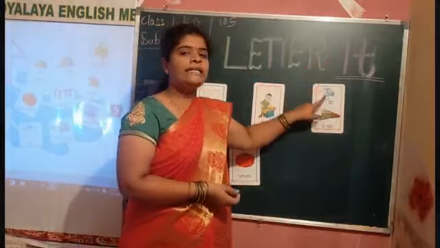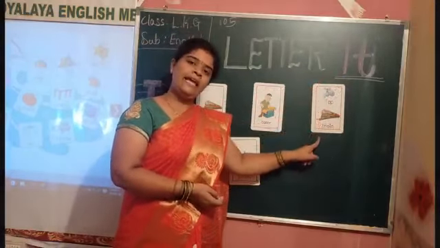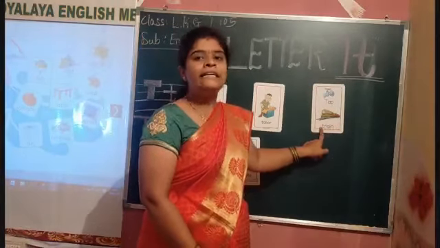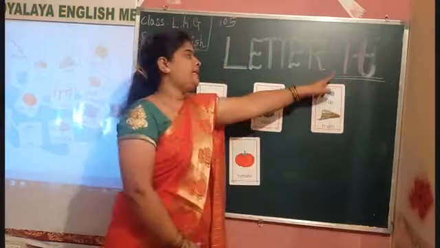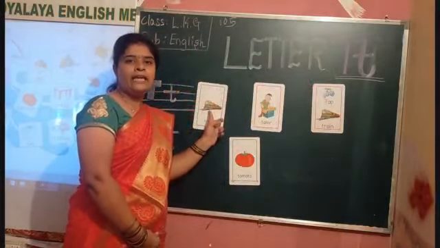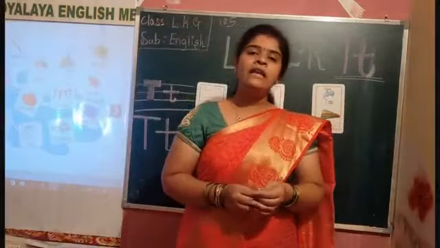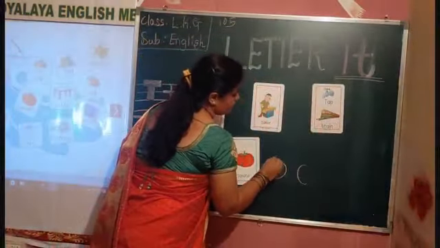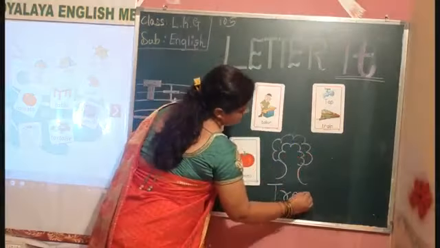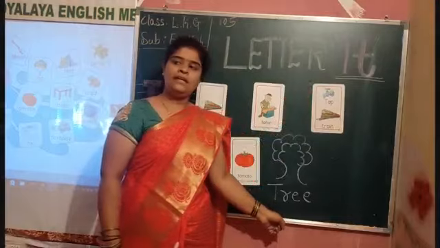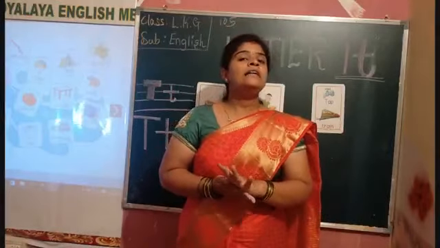Yes. T for tap. Tap, tap, tap. T for train. Tap, tap, train. Here we are pronouncing tap, train. T for tailor. Tap, tap, tailor. T for train. Tap, tap, train. T for tomato. Tap, tap, tomato. Next one. T for tree. Yes, children. T for tree. Tap, tap, tree. T for tap. Yes, children. We have more examples of letter T words.